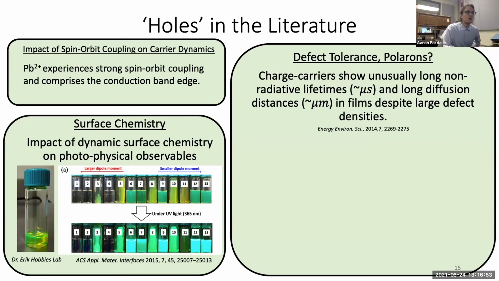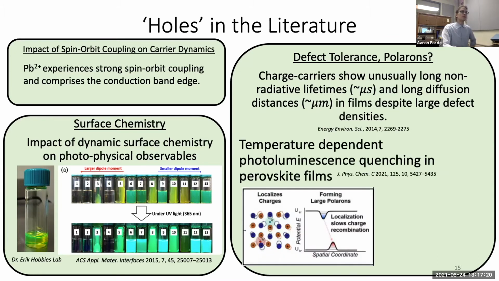And then the last topic I'll overview is their defect tolerance, which has been attributed to polarons that form in these materials. So in the photovoltaics community, they noticed that these charge carriers had very long non-radiative lifetimes and long diffusion distances, despite very poor conditions where they're synthesized, which give rise to a lot of defects. And people have thrown around the idea that polarons might form in these materials due to their soft and polarizable lattice. And one paper that caught my eye was a group that looked at the temperature quenching that happens in films of these materials.